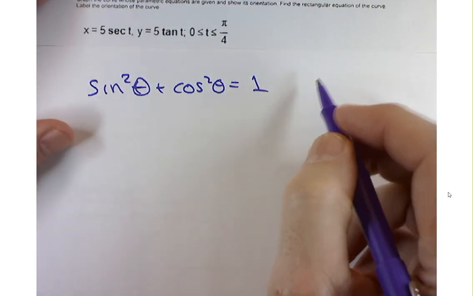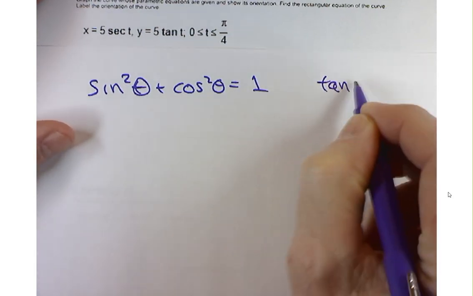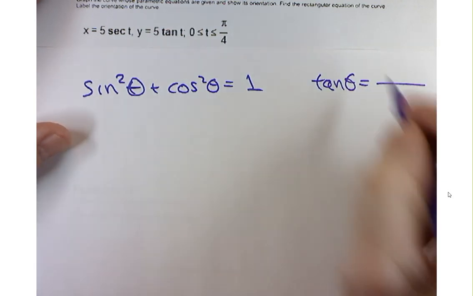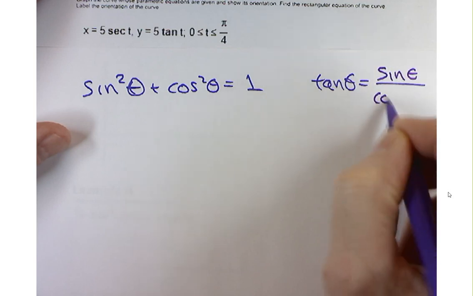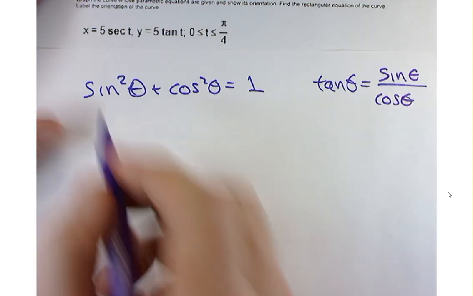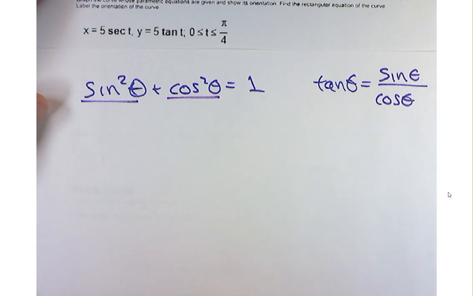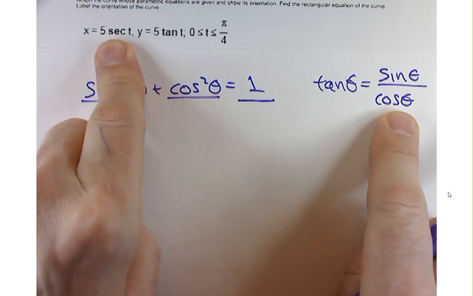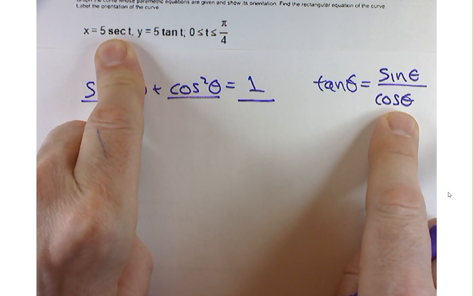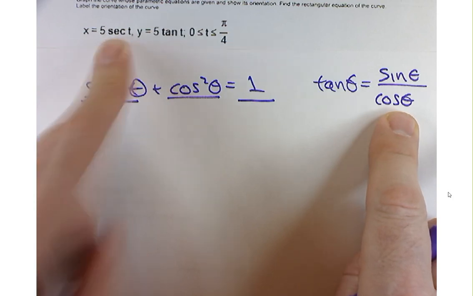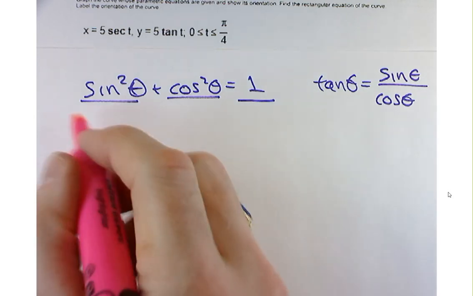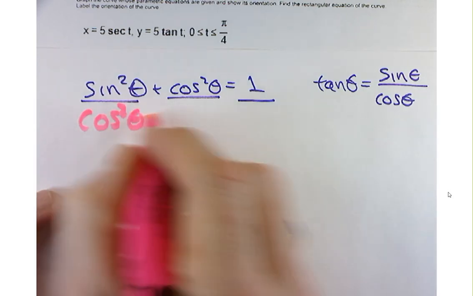What's the tangent in terms of sines and cosines? Sine over cosine. Sine of theta over cosine of theta. Okay. So looking at that, I'm like, okay, that's got a denominator of cosine. How about the secant? What's the denominator in the secant? It's also a cosine. So how about if I take this identity and divide everything by cosine squared?